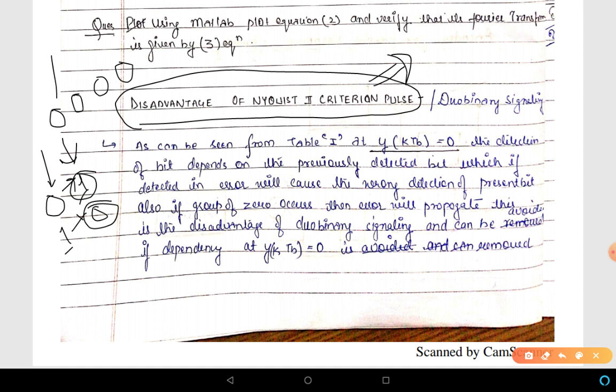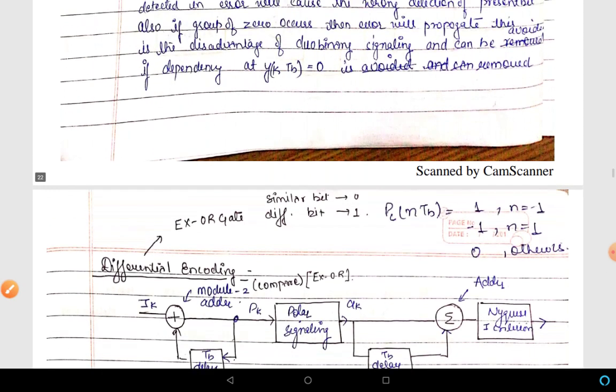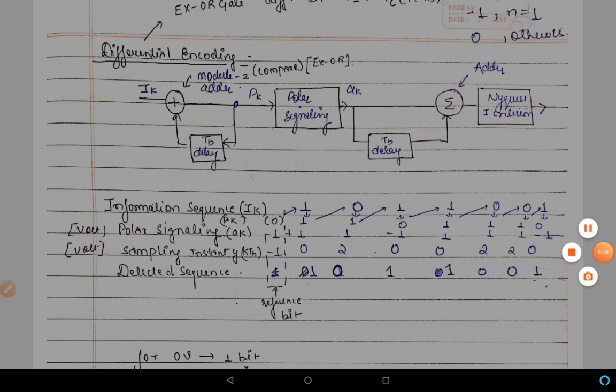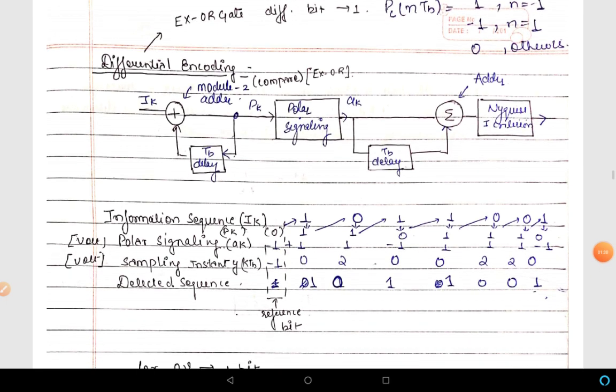So there is a dependency of the detection of the current sample if my sampling instant is 0. Now, how to remove this dependency? My detection should be based on the value of the current sample, not on the nature of the previous bit. The solution is given by something which is called differential encoding.